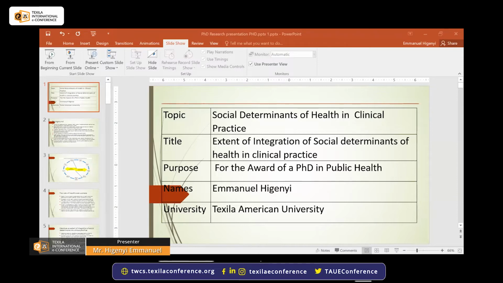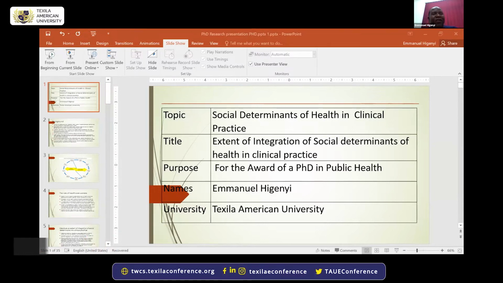My name is Emmanuel Higenyi, and I'm a PhD candidate at the Texila American University. The topic I'm interrogating for my graduation is integration of social determinants of health in clinical practice. The topic will be coming in three phases. The first one is extent of integration of social determinants of health.